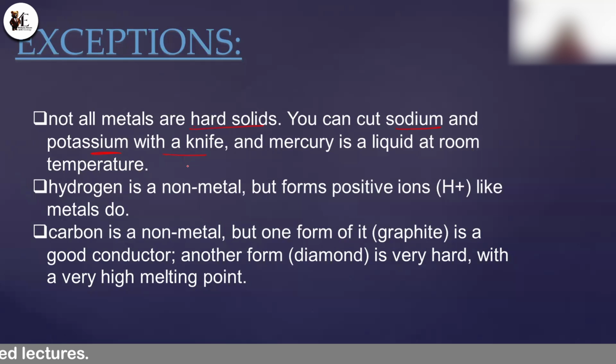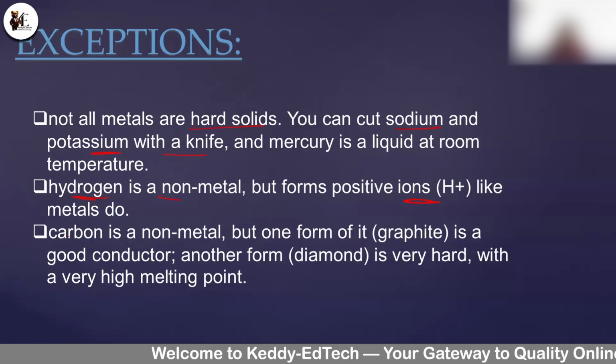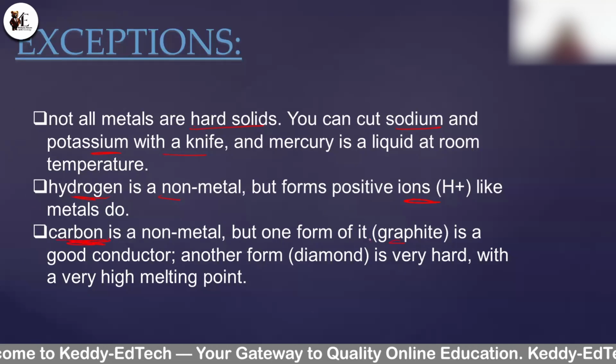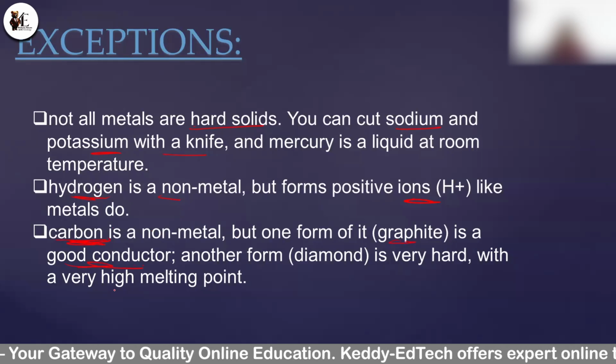Then we have studied that metals form positive ions, right? But hydrogen is a non-metal and it still forms positive ions. So this is also an exception. Next, we have studied that metals are good conductors of electricity and non-metals are bad conductors. But carbon is a non-metal and one of its forms, graphite, is a good conductor of electricity. So this is also an exception.